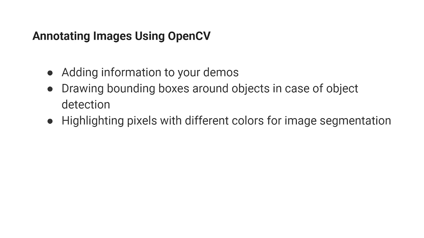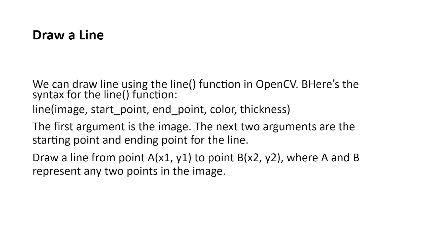Okay, so drawing bounding boxes around an object in case of object detection, highlighting of pixels with different colors for image segmentation. So we are going to see how we are annotating these images using OpenCV. We are using OpenCV libraries for performing this kind of operation.